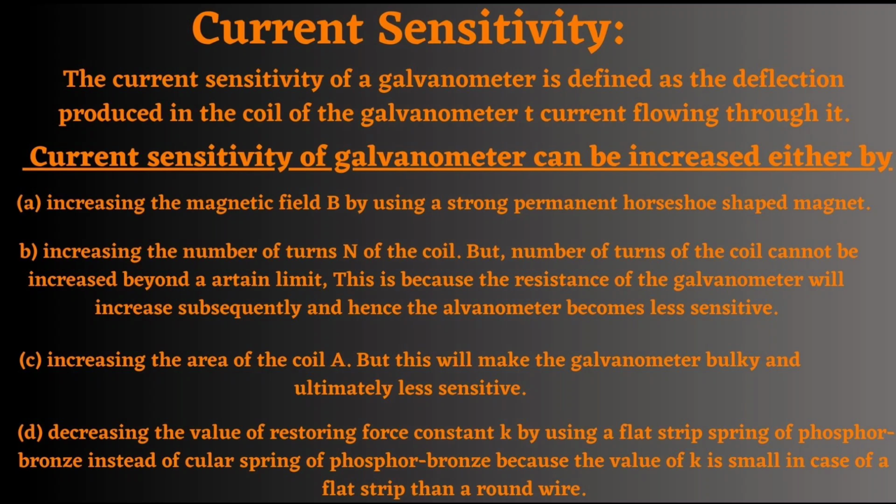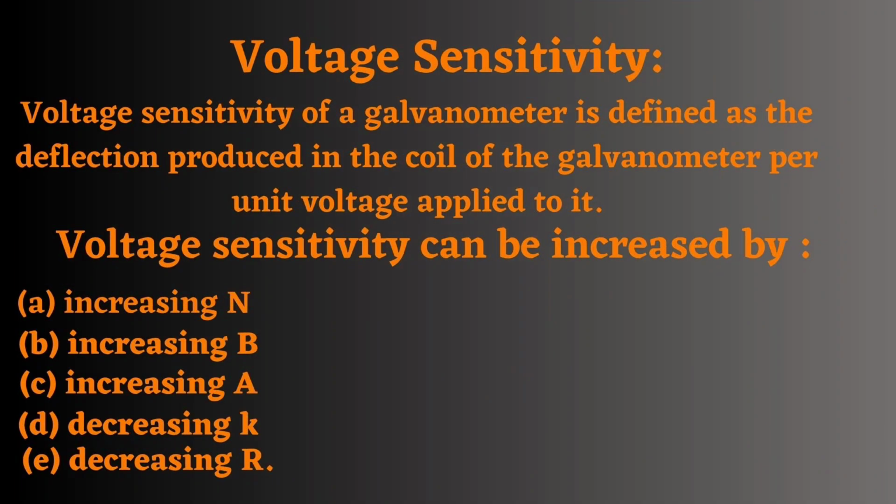restoring force constant. Voltage sensitivity is defined as the deflection produced by the coil of the galvanometer per unit voltage applied to it. It can be increased by increasing the number of turns, by increasing the magnetic field, and by increasing the area of the coil. But it increases by decreasing the restoring force constant and by decreasing the resistance of the coil.